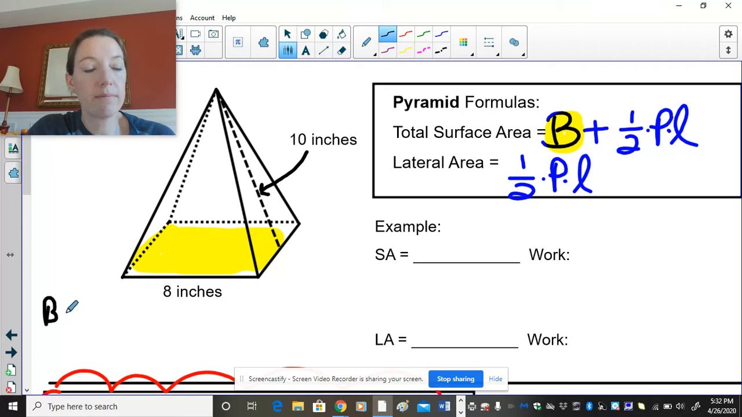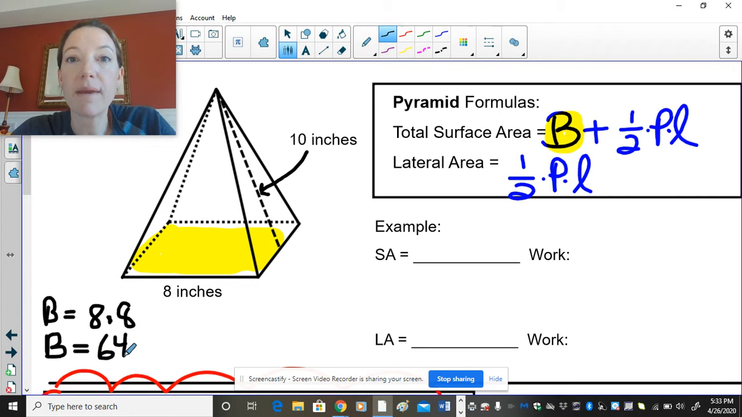Well, it's a square. And a square is a type of rectangle. So area of any kind of rectangle, we just do length times width. So we want the area of this square. It's going to be 8 times 8. So that means that our capital B is going to be 64 square inches. That's the area of that square base. Okay, let's go to the next variable.